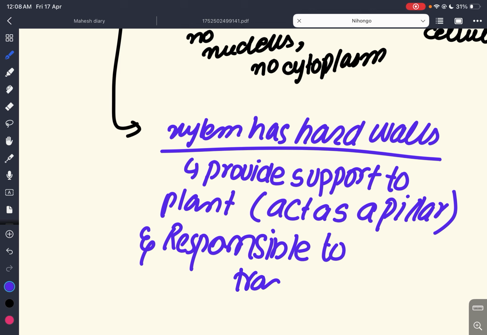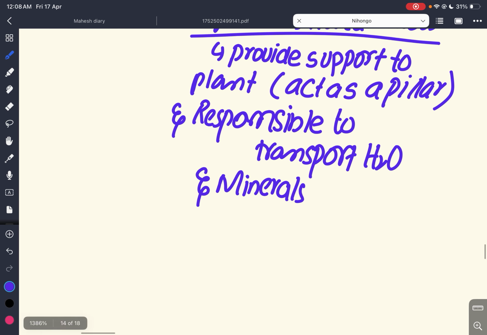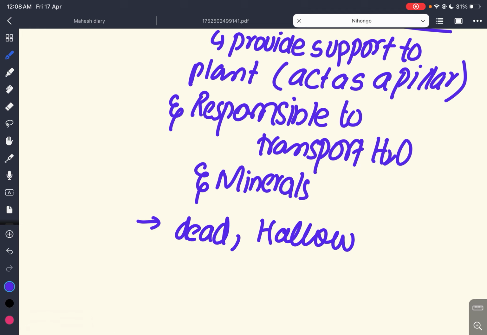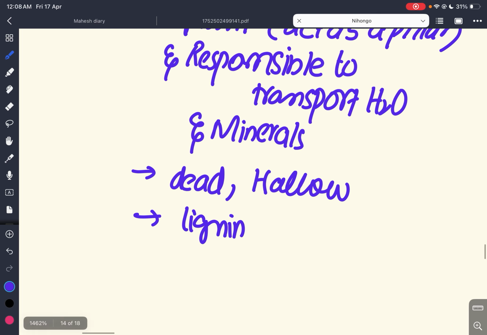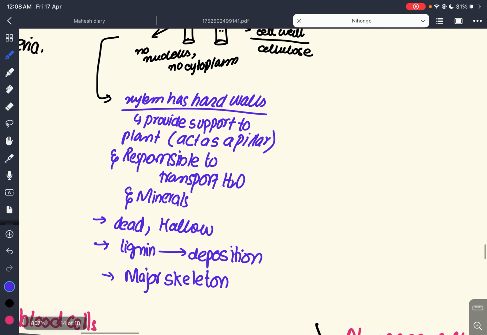They are also responsible to transport H2O and minerals. Now some characteristics that you should know about it. It is dead and it is a hollow pipe, and it has lignin deposition on it, which makes it hard, and it acts as a major skeleton to the plant.